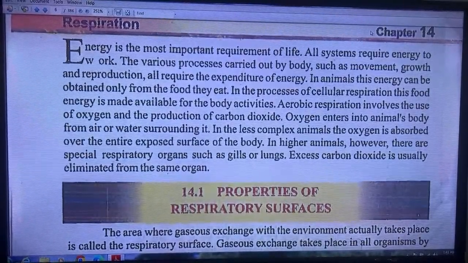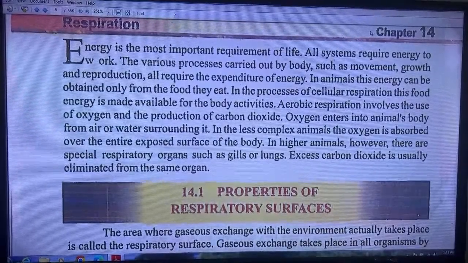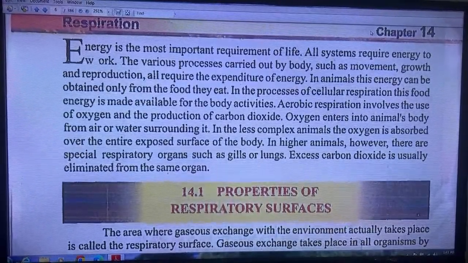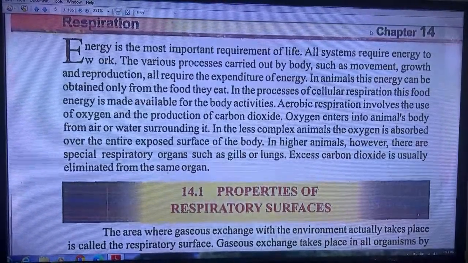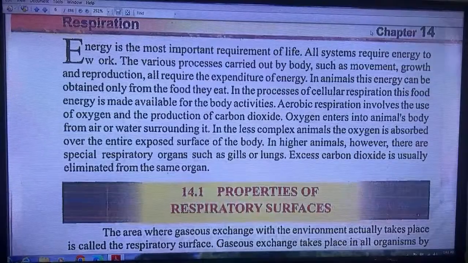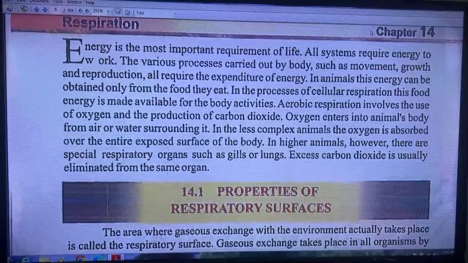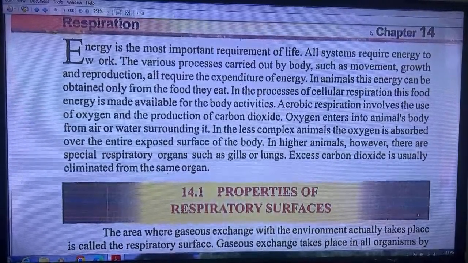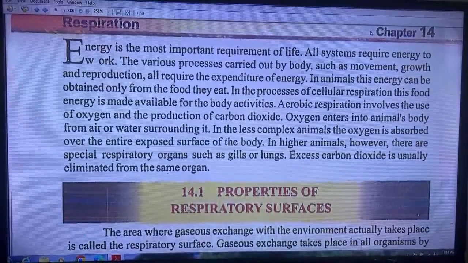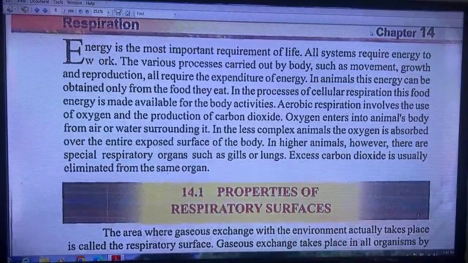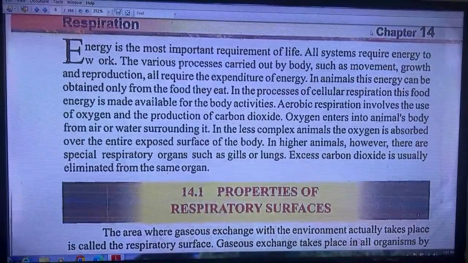Energy is the most important requirement of life. All systems require energy to work. The various processes carried out by the body, such as movement, growth, and reproduction, all require the expenditure of energy. In animals, this energy can be obtained only from the food they eat.